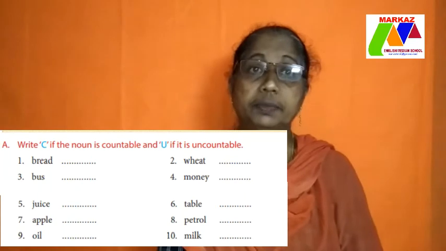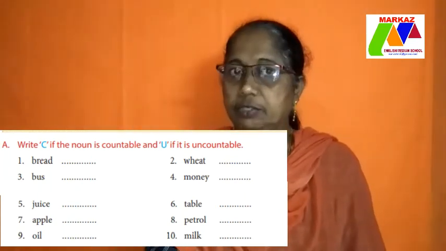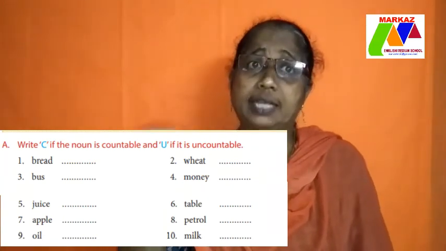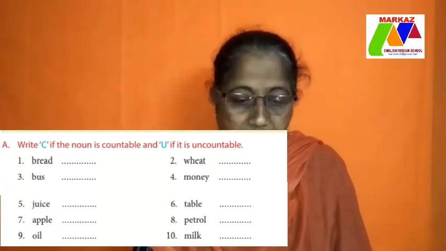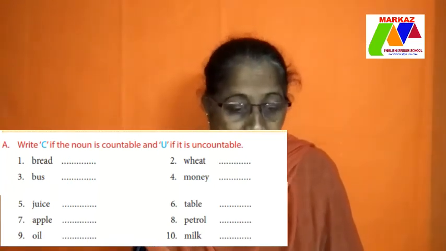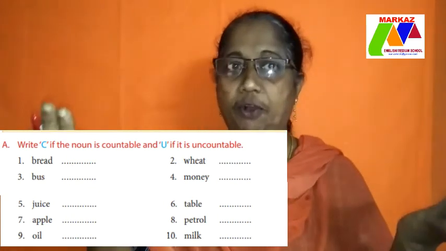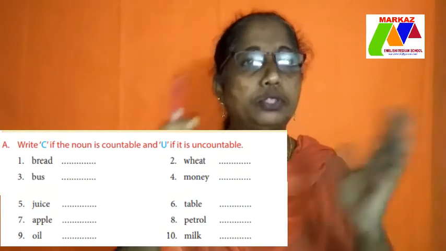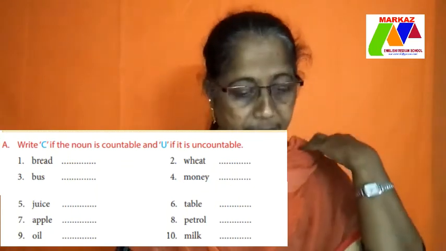Juice, uncountable. One glass of juice, you can just take a lot of juice and say juice, it's uncountable. But when there are 4 glasses of juice, then it becomes countable, 4 glasses of juice. Table, table is countable. Apple, countable. Petrol. Petrol as a liquid form is uncountable. But when you say 1 liter of petrol, 2 liters of petrol, 3 liters of petrol, you can say it is countable.